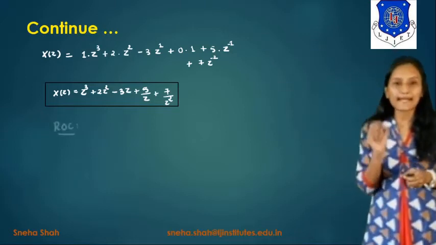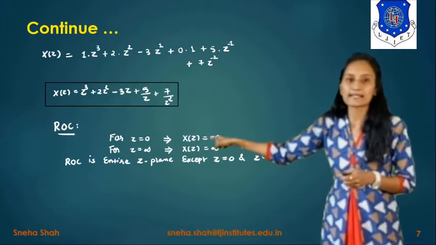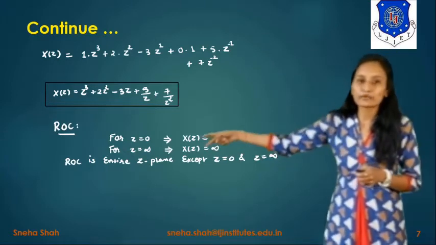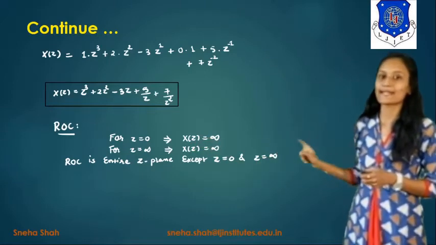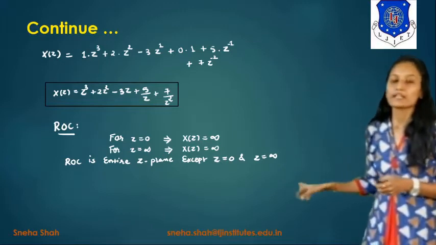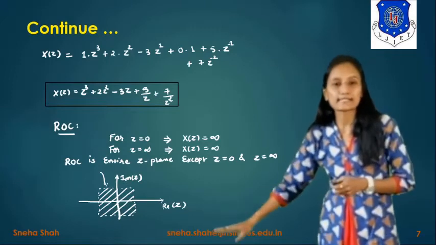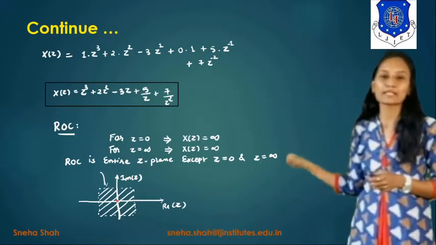So for z equals to 0 and z equals to infinite, it will give you the answer as x of z equals to infinite. So in the ROC, we will not include these two terms. So the ROC will be considered as the entire z plane except z equals to 0 and z equals to infinite. If I draw the graph of this, then it will look like this. ROC is the entire z plane except z equals to 0 and z equals to infinite.